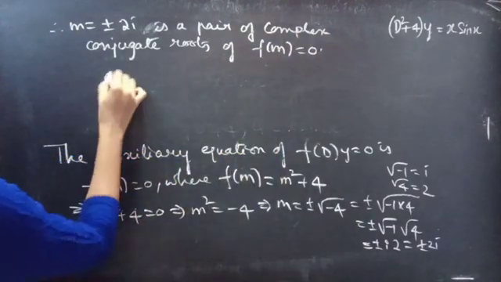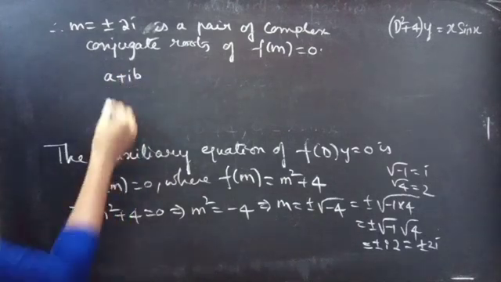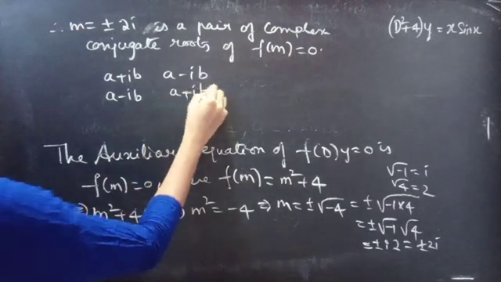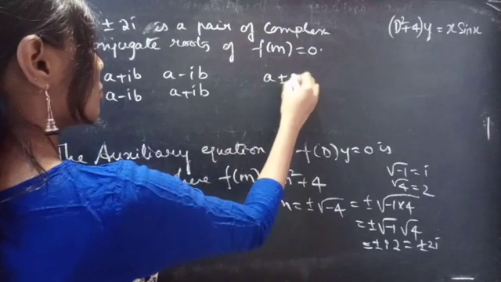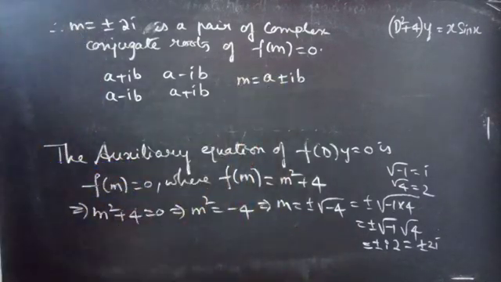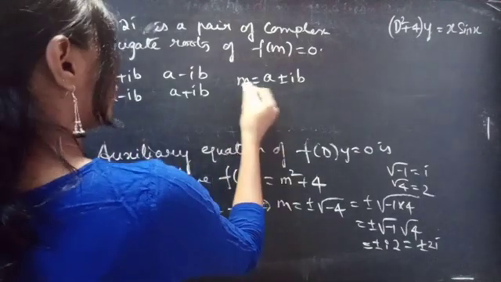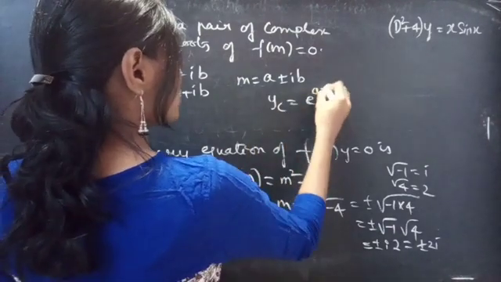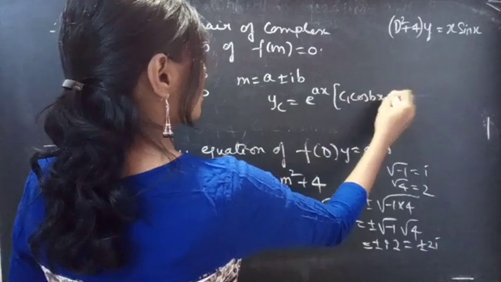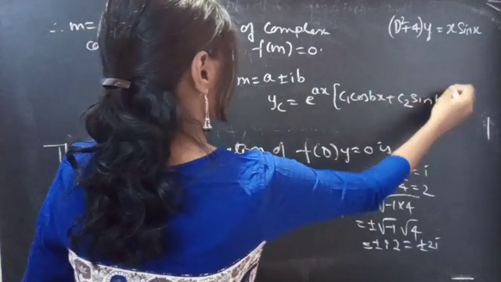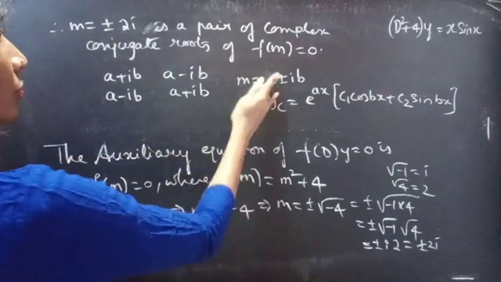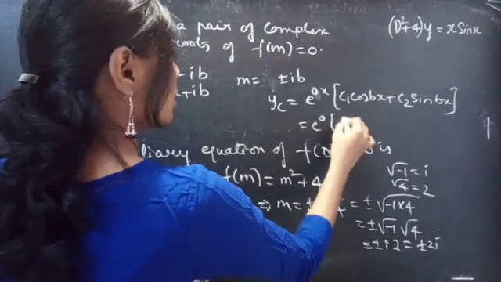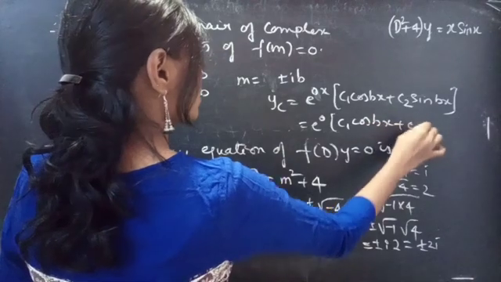We know that if a + ib is a complex number, then its conjugate is a - ib. Likewise, if a - ib is a complex number, its conjugate will be a + ib, right? So we can call a ± ib a pair of complex conjugates. In case of m = a ± ib, we'll get yc = e^(ax) into (c1 cos bx + c2 sin bx). But in our case a is 0, then we'll get e^(0·x) into (c1 cos bx + c2 sin bx).